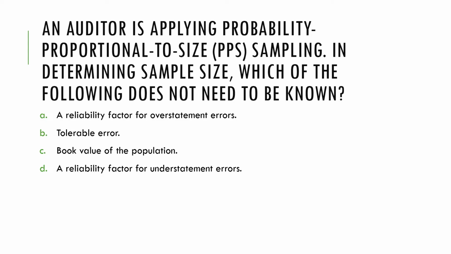What does not need to be known is a reliability factor for understatement errors. As we have previously pointed out, in the case of PPS it becomes a very big challenge in the case, for example, of zero balances or negative balances. PPS, or probability proportional to size, or value weighted selection, is not effective in testing for understatements. So the answer is Delta.